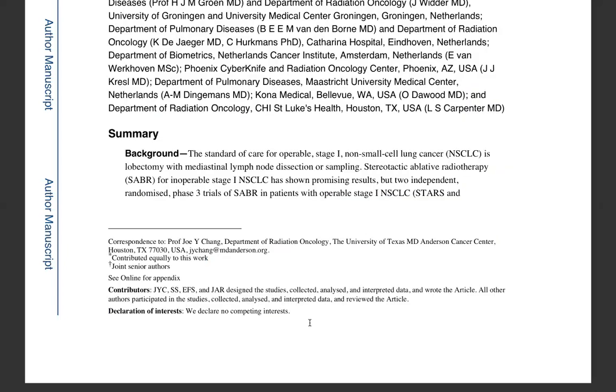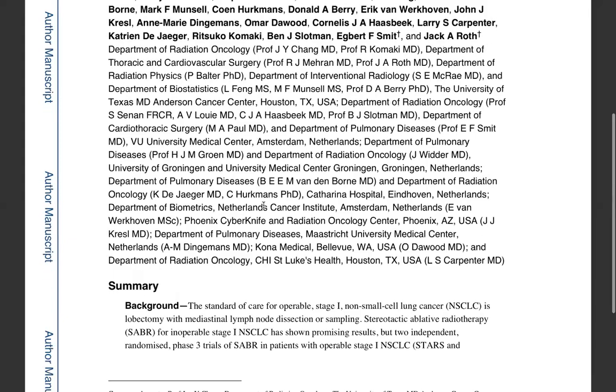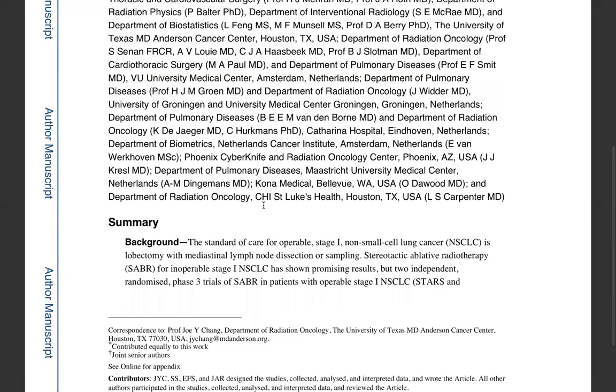Though they have made the declaration that they have no competing interest, that could be financial interest, but four of them who have designed the study are radiation oncologists. And if four people who have designed the study are radiation oncologists, it is highly likely that the whole bias was towards radiation oncology. And they were trying to push SBRT over surgery in the management of stage 1 lung cancer. Yeah? Are you understanding what I'm saying?